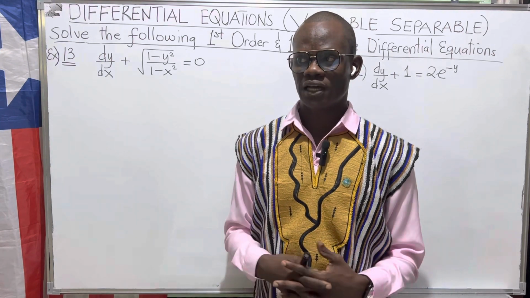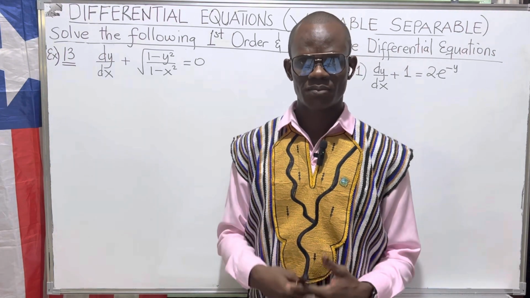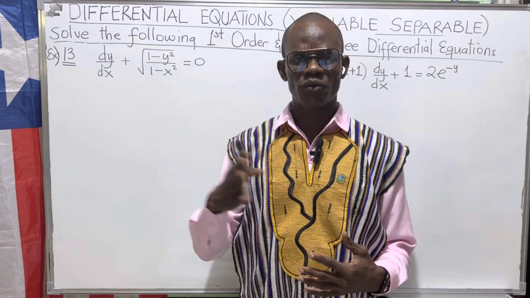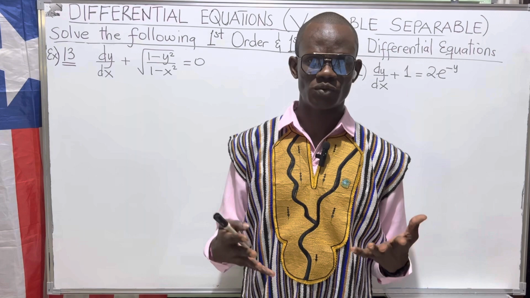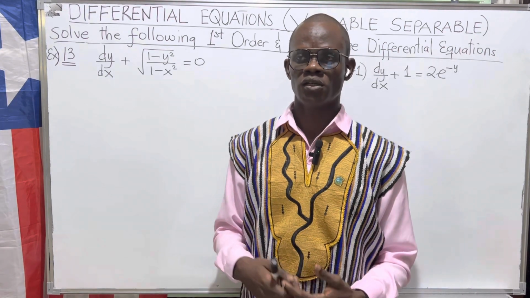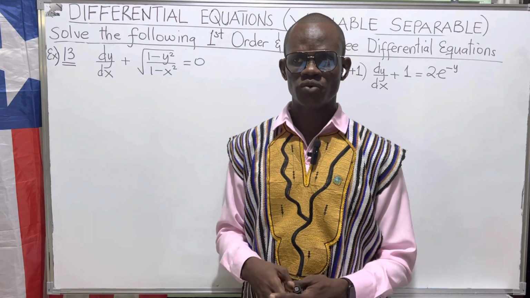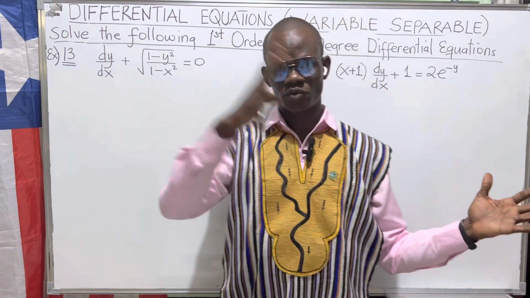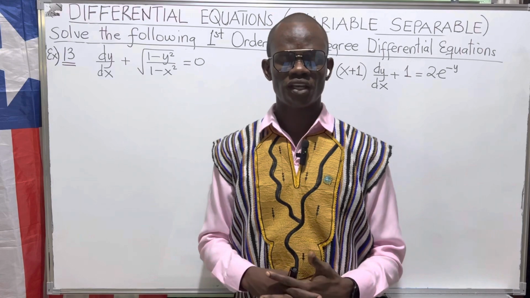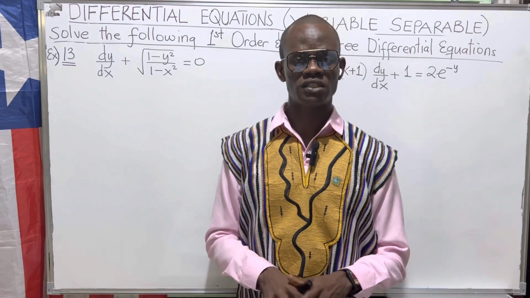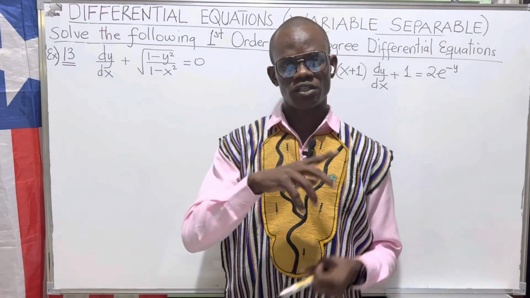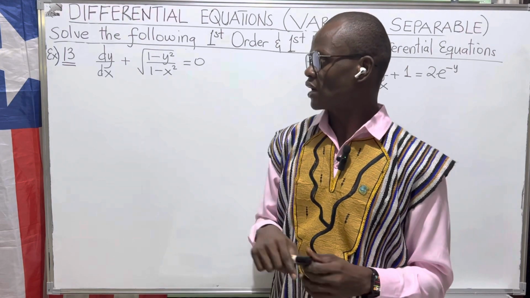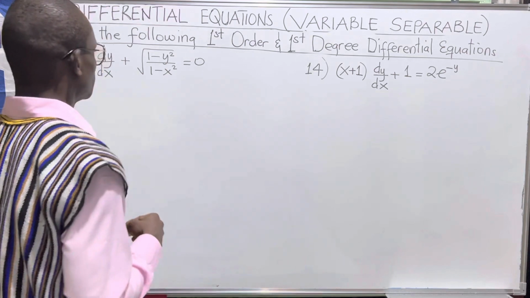Now, we told you that in order to apply the variable separable method, you must be able to separate the variables within a differential equation. If you can put all x expressions on one side of the equation and all y expressions on the other side, you can apply the method by integrating both sides after the variables have been separated. So let's do this problem and then we do this other one.